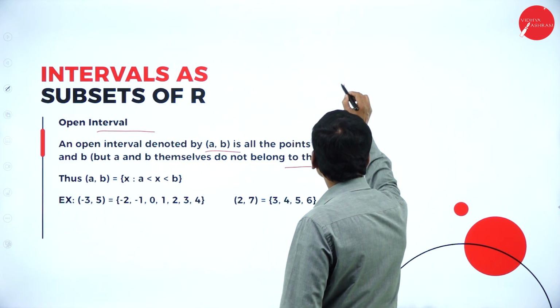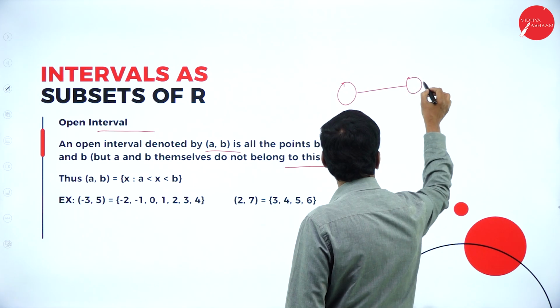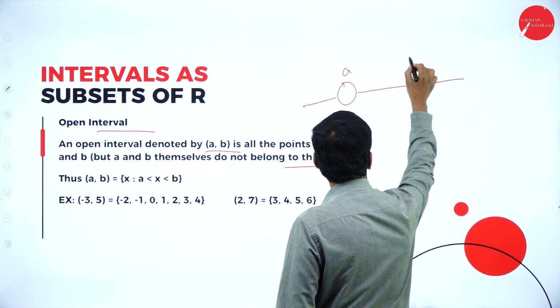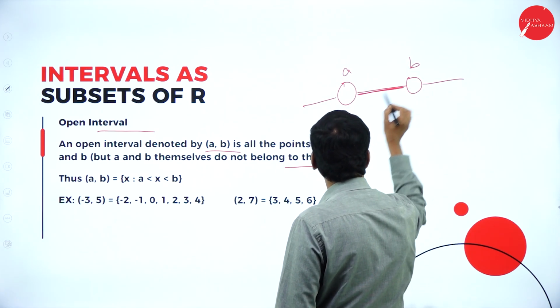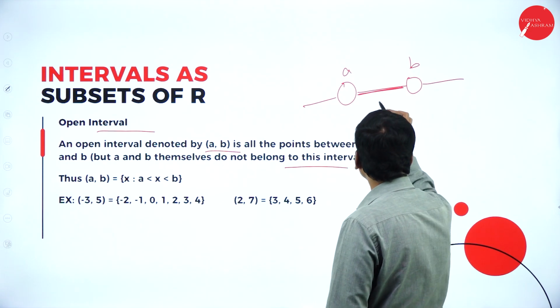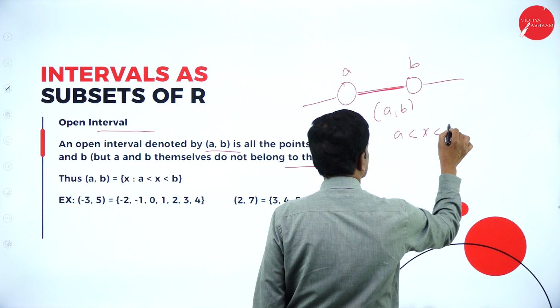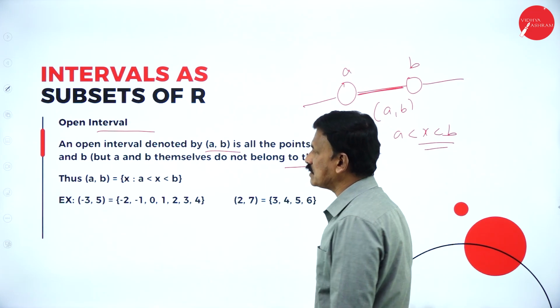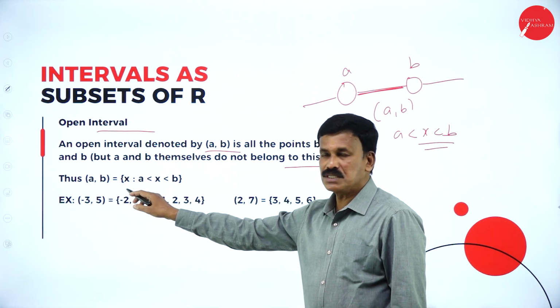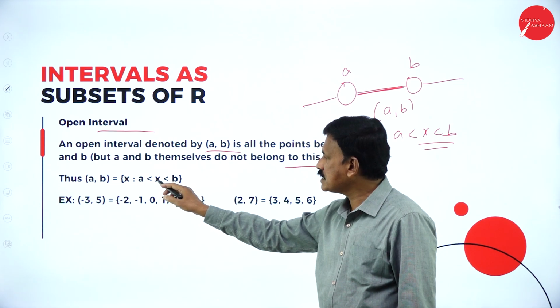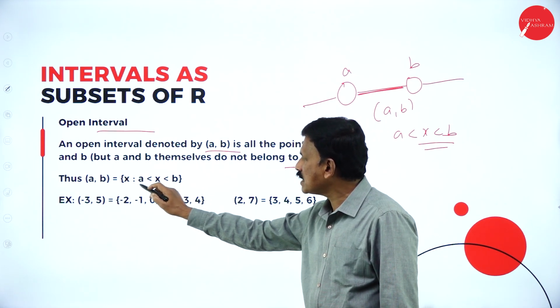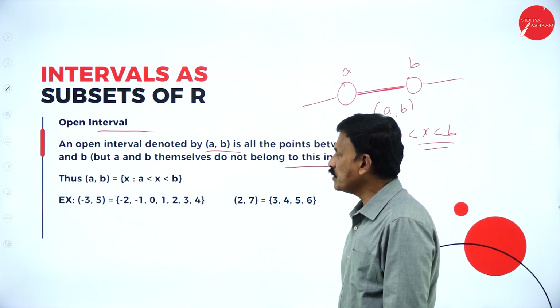Suppose here this is a and this is b. All the values which lie in between a and b are called an open interval, that is (a, b). That is, a less than x less than b is called an open interval. So (a, b) is equal to {x such that a less than x less than b}. All the values which lie between a and b come under the open interval.